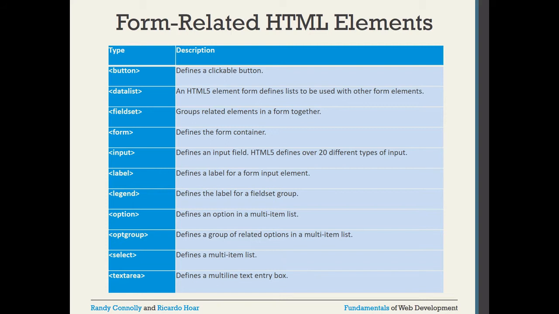Another thing is the form, which is the container. Another thing is the input, which defines about 20 different types of input: input type equal to checkbox, input type equal to radio, input type equal to text, input type equal to hidden. So altogether approximately 20 types of inputs are there where you can write the value. Then label, which displays for what purpose that input box is there. Another is the legend, which is the label of the fieldset. Then optgroup, which is the group of related options in a multi-item list.